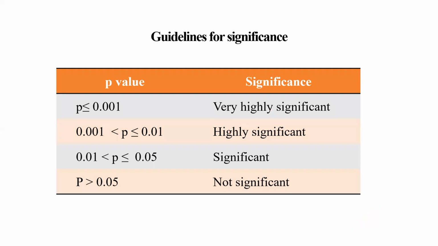And this is one important point. If we get a p-value less than 0.001, that is known as very highly significant. And if the p-value lies between 0.001 and 0.01, it is known as highly significant. And if p lies between 0.01 and 0.05, it is known as significant. If the p-value is greater than 0.05, it is known as not significant.